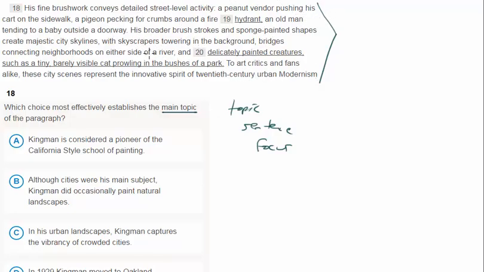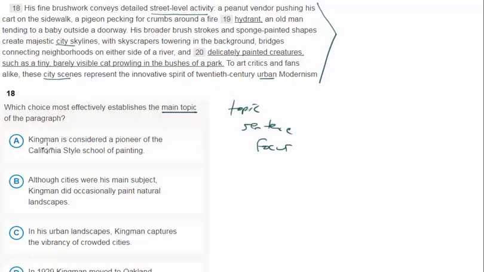So just try to predict it. This is all about the detail that Kingman used in depicting the city. Street level activity, lots of detail, city skylines and skyscrapers connecting neighborhoods. These city scenes represent the spirit of urban modernism, urban city-like. So you need some sentence that accurately introduces the fact that he was able to depict these city scenes. Let's take a look at the choices.